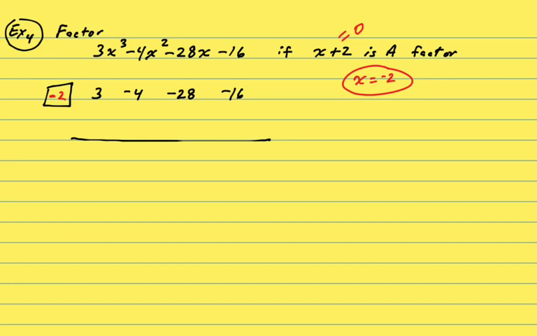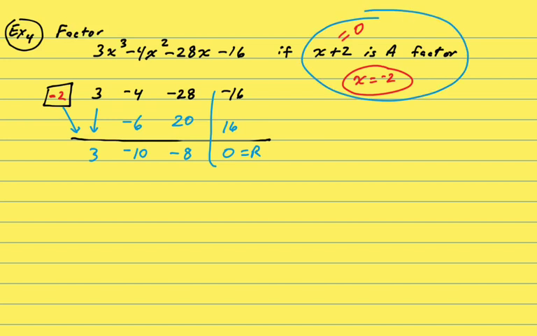So I'm going to follow the same procedure that I did for synthetic last time. The first one comes down. 3 comes down. Then I multiply. What's -2 times 3? -6. I put it up here and add, which gives me -10. Multiply that by -2. That gives you 20. When you add, gives you -8. When you multiply, you get a 16. And that makes your remainder 0, which means it divides in evenly, which I already knew because it says it was a factor.